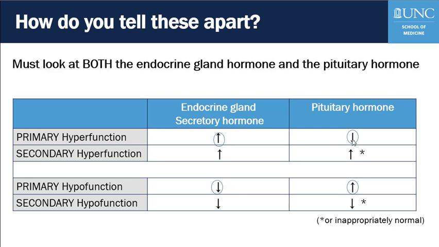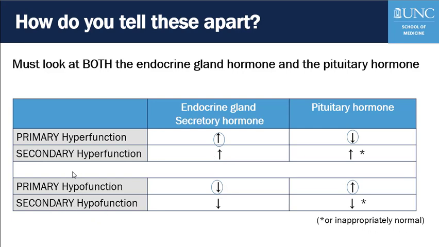In this case, when the gland becomes autonomously overactive, the pituitary knows there's no reason to continually secrete a releasing or stimulatory factor, so the pituitary hormone is low. But in contrast, in a case of secondary hyperfunction where the pituitary is the problem, for example it may be making too much of a stimulating factor like TSH or ACTH, the pituitary hormone will be high and the endocrine gland secretory hormone will also be high, shown here.